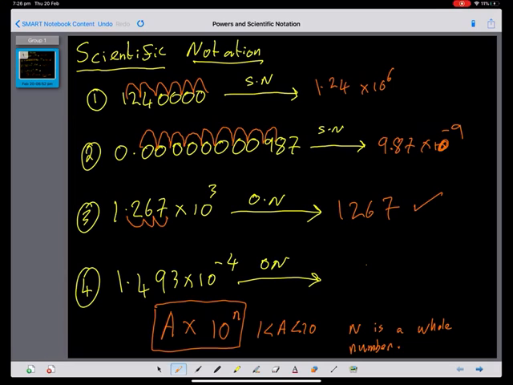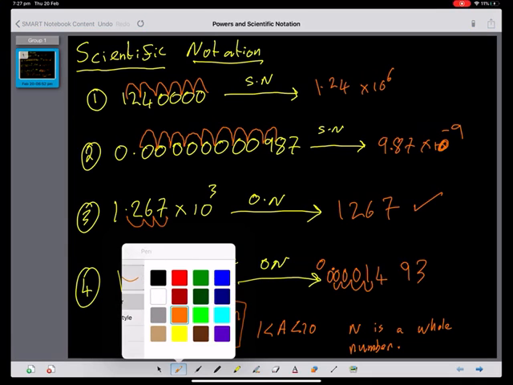And we've got this nasty question. Let's write it down again. 1, 4, 9, 3, 0, 0, 0, 0, 0, and it moves 4 spaces to the left. 1, 2, 3, 4. So we're going to get our decimal point there. Okay, let's get rid of that.